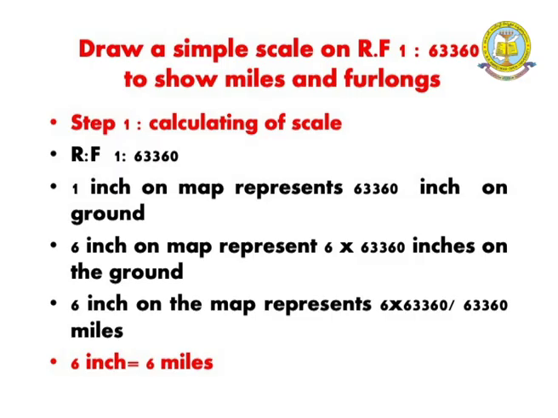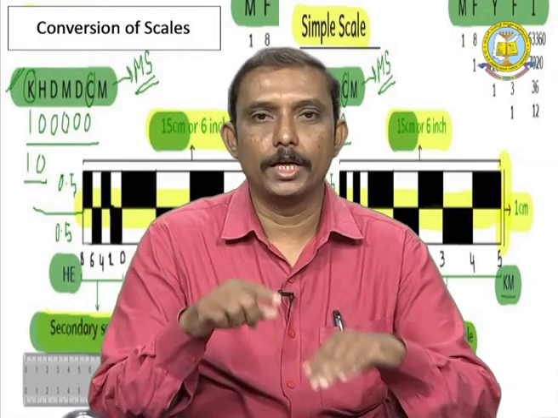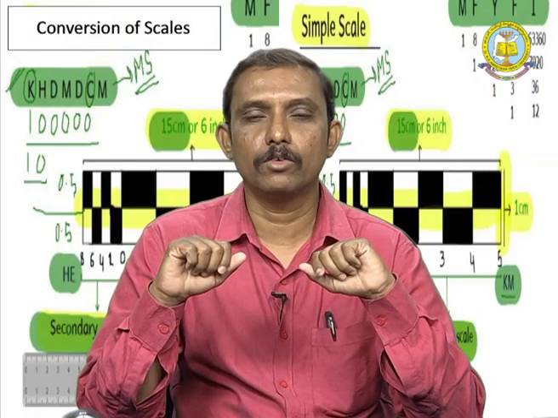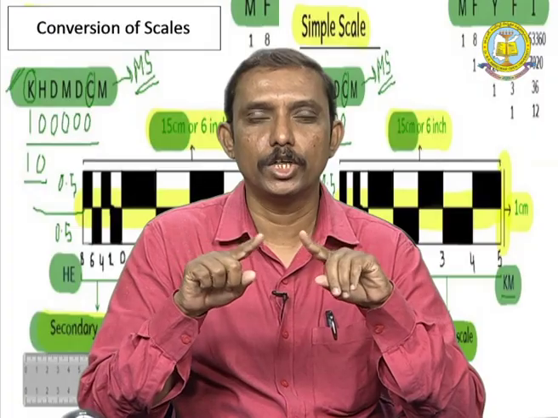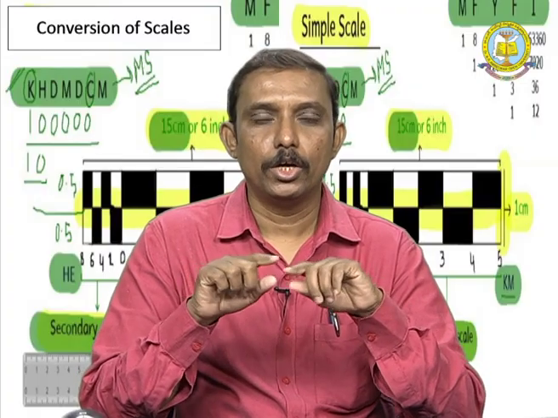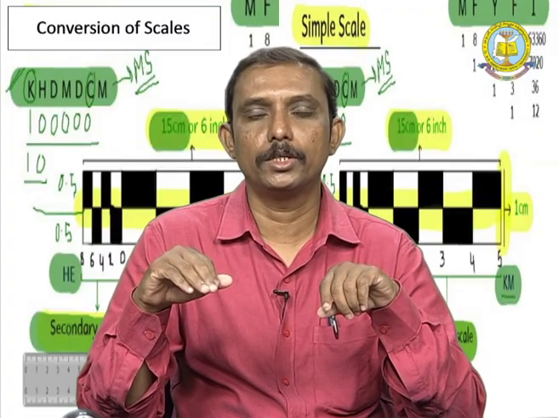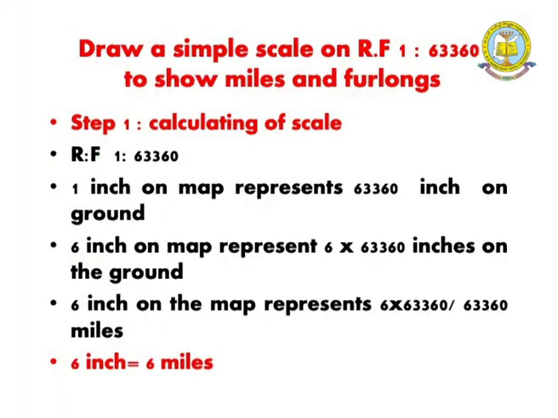First we have to calculate the scale. The method of calculation is 1 inch on a map is equal to 63,360 inches on the ground. In the English system of measurement you have to take the length of the line in inches only, whereas in the metric system we took the line length in centimeters. Then you convert this RF into 6 inches: 6 inches on the map is equal to 6 into 63,360 inches on the ground.